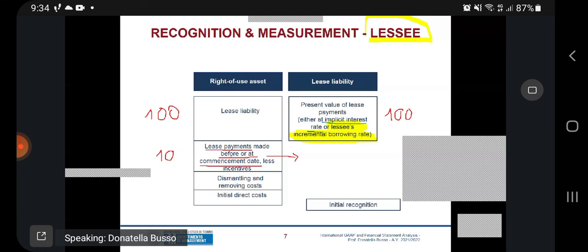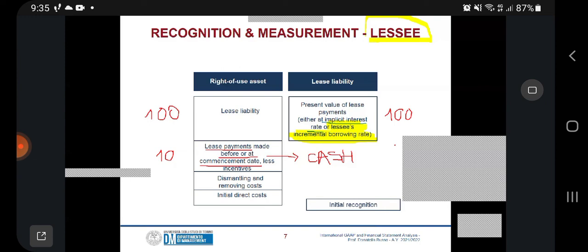Debit, right of use asset. Credit, bank account, outflow of cash, because this is paid. Okay? This is an outflow of cash. So at the end, in most cases, payments are done through bank accounts. In our exercise, you can use bank accounts or you can use cash. What is for sure is that there is an outflow of cash. Is this clear for everybody?